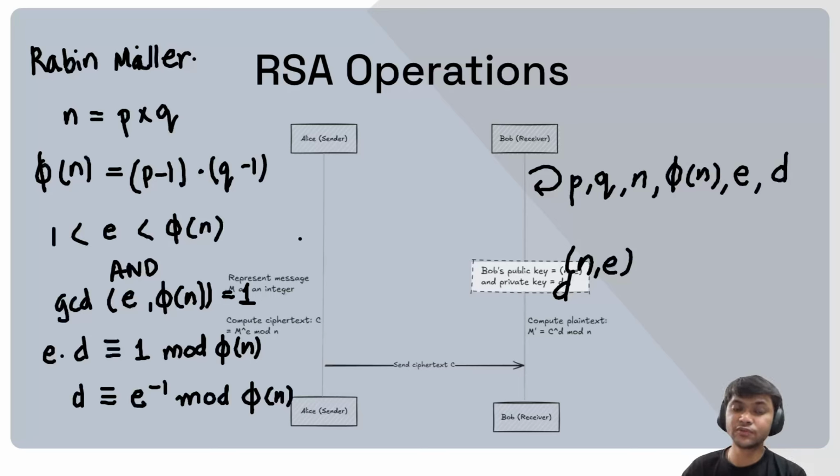If Alice wants to send over a private text, a plain text M, they can simply raise it to the public exponent E mod N, where N was the public modulus. And this is the ciphertext. Alice can send over the ciphertext to Bob.